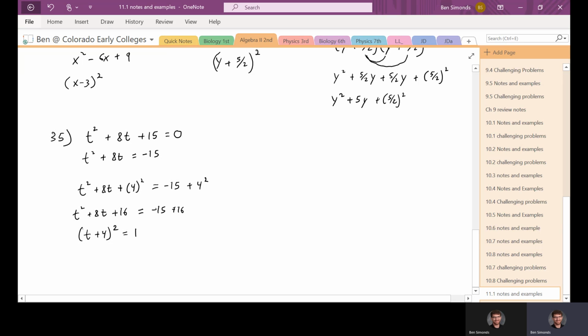And now all of a sudden we have a nice little quadratic here that we can solve with a square root. So it's a math trick, right? We've tricked the equation into being a perfect square that we can now undo with a square root. So that's where completing the square becomes actually useful.